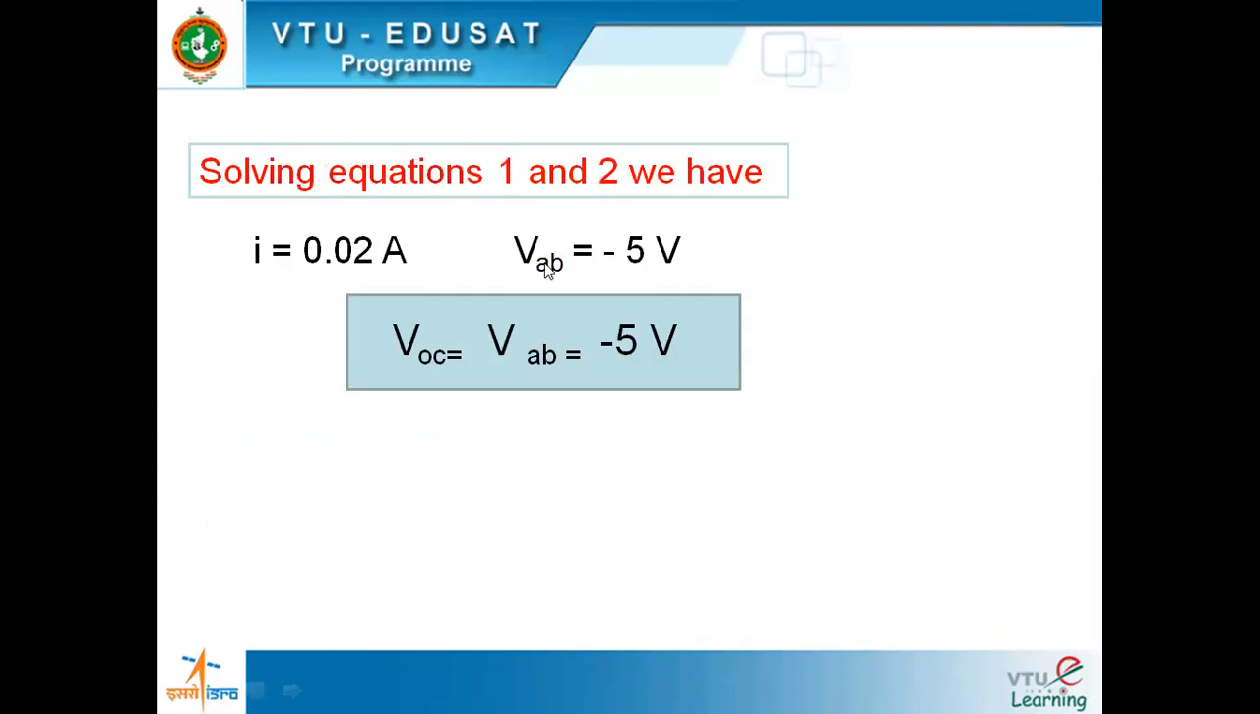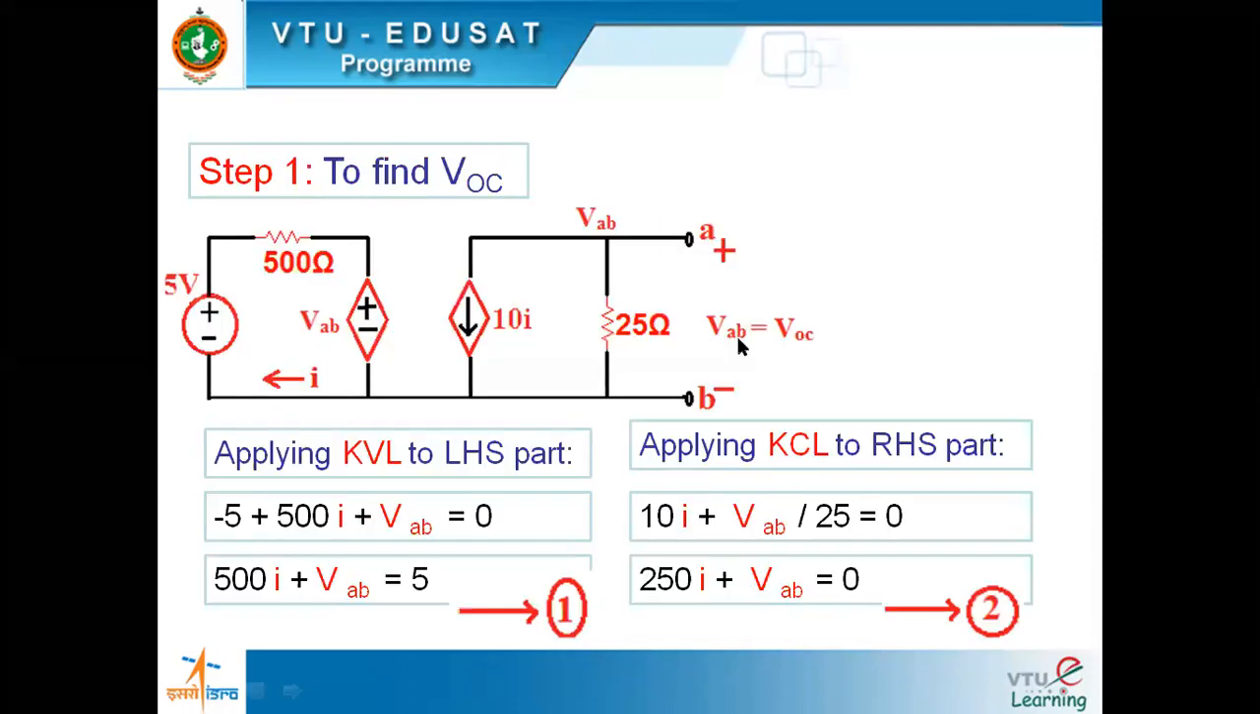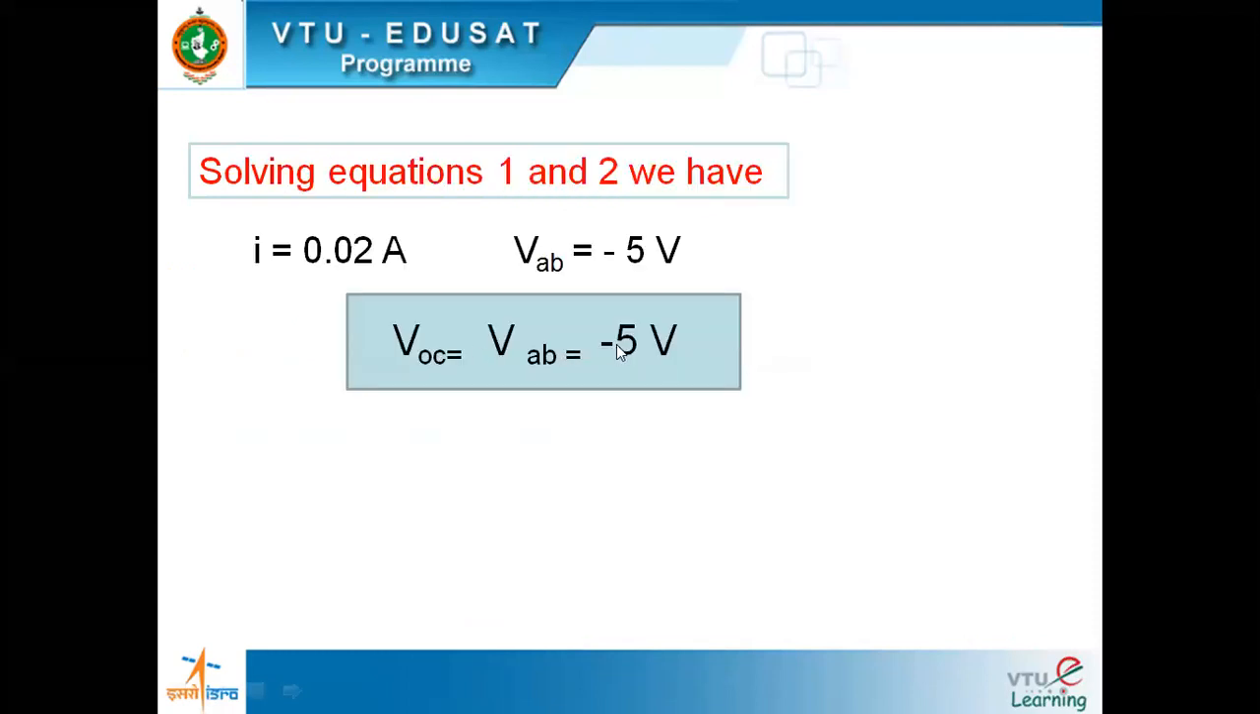So this VAB, what is VAB? We have shown VAB is VOC. So VOC is -5 volts. Everybody's okay with this?